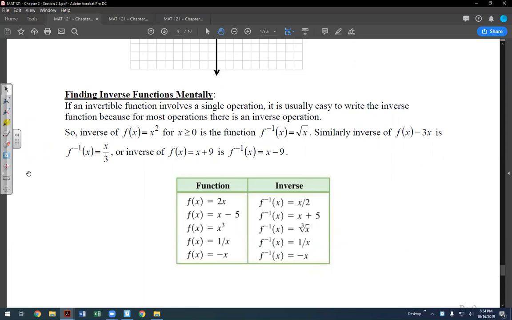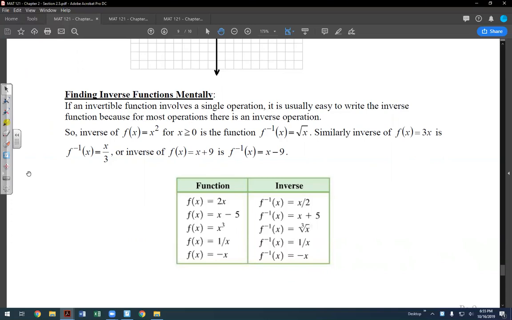So like we saw in this last example, you had the square root and you had the -3, right? So those are two different operations that are happening. And so here they're just showing you some examples of single operations. If you just have x squared with the restricted domain, then its inverse function is going to be square root. If you have 3 times x, so that's multiplication, its inverse is going to be division, x divided by 3. If you have x plus 9, its inverse is going to be subtraction, x minus 9. Single operation, finding the inverse function is easy.